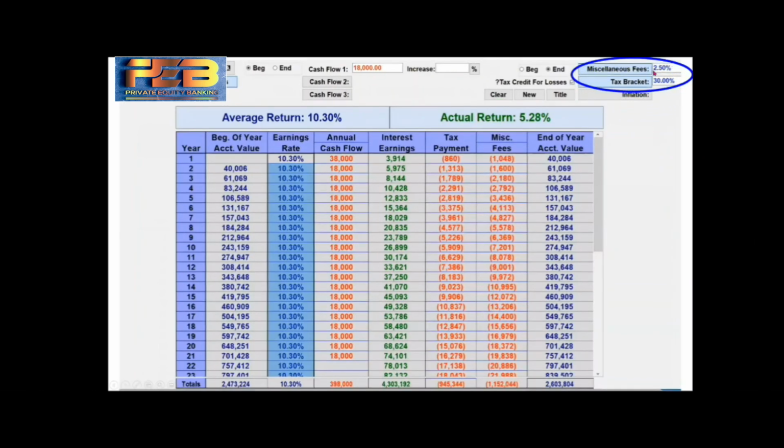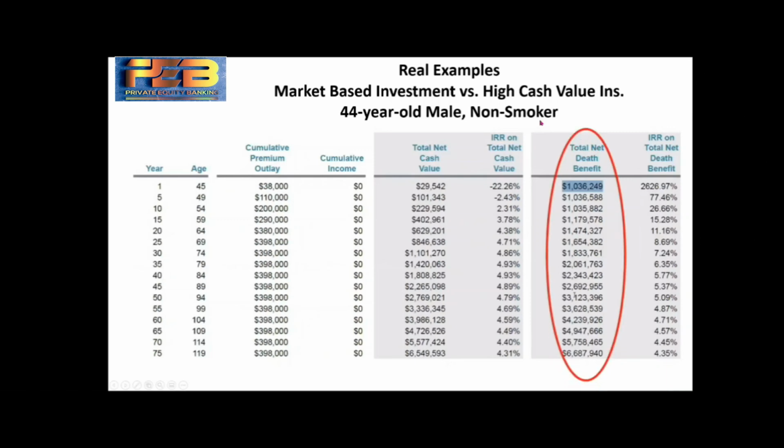But what if I move this tax bracket up to 30% and I take the miscellaneous fees to something more representative of reality and take it to 2.5? Now look what it takes. An average return of 10.3 to equal an actual rate of return of 5.28. Let those numbers sink in a minute. Again, the taxable bucket, the non-taxable bucket. Well, this is representative of what the non-taxable bucket gets this 27-year-old.